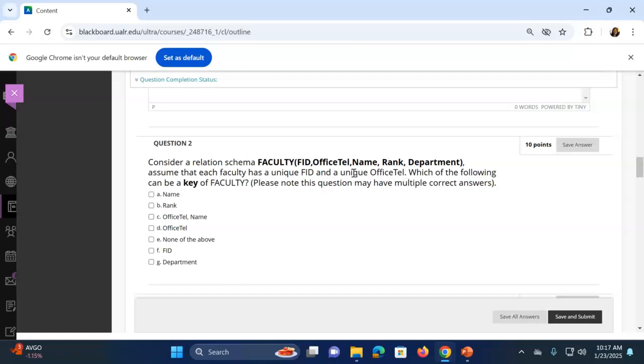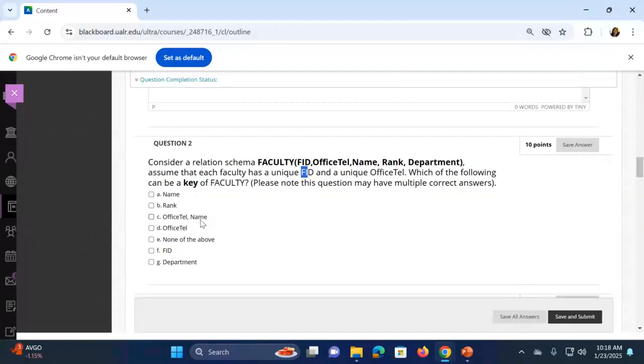So in this case, both FID and office telephone number are keys. The question asks which of the following can be a key of Faculty. So the right answer should be FID as one and office telephone number as another. The name in this case is not, because we may have faculty with the same names, although it's not very often, it's possible, right? The rank is the same thing. We may have multiple faculty with the same rank at the assistant professor level, the associate professor level, or the full professor level. So rank is not unique for everyone, so it's not a key.